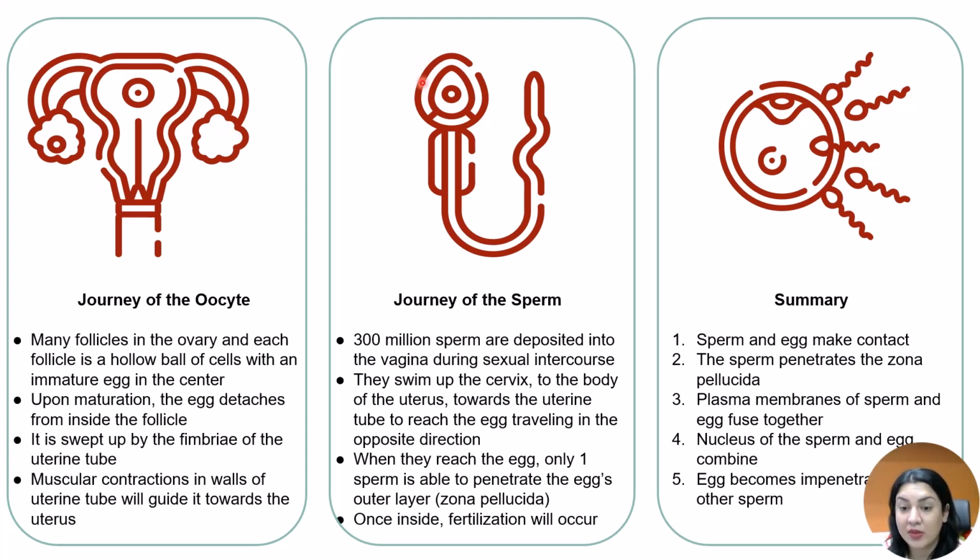Now, what's happening with the sperm? If we look at the journey that the sperm takes, we're essentially looking at the other end of the female reproductive tract. So coming in, if you follow my red pointer from the outside up through the vagina and the cervix to get to the uterus, at the point of sexual intercourse, somewhere around 300 million sperm are deposited into the vagina.